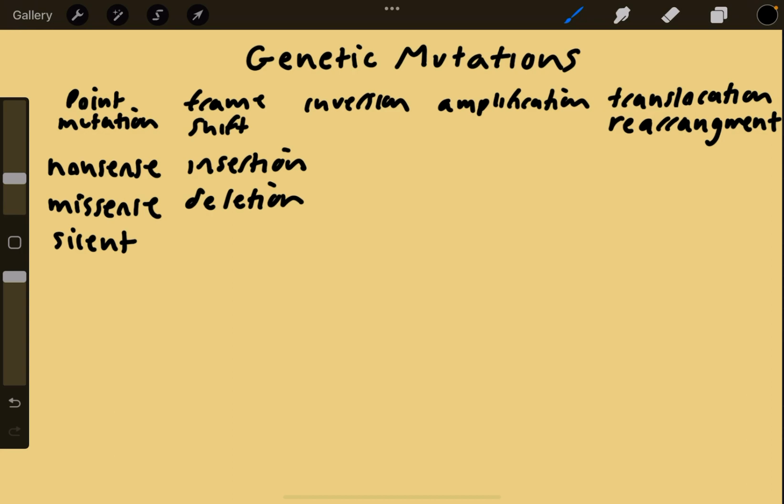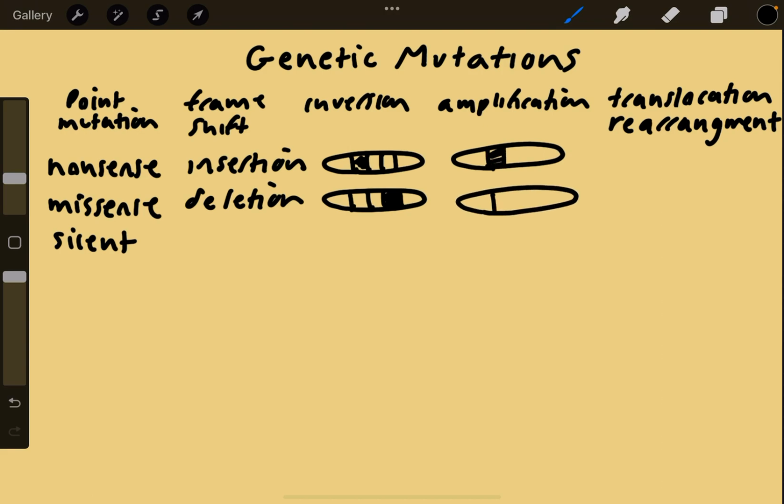In terms of inversion, this is when you're looking at the macro scale. The chromosomes can be inverted; certain segments would be cut out and then inverted. Amplification is when, on a large scale, certain segments of your chromosomes are duplicated. Translocation rearrangement occurs with non-homologous chromosomes having a recombinant swapping of certain segments of chromosomes.